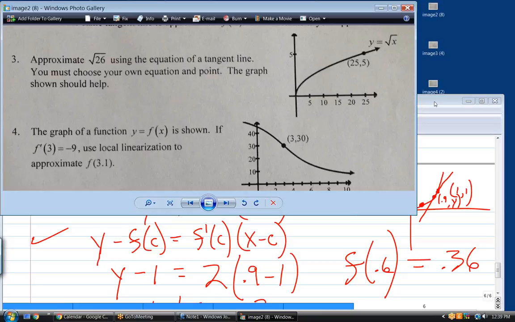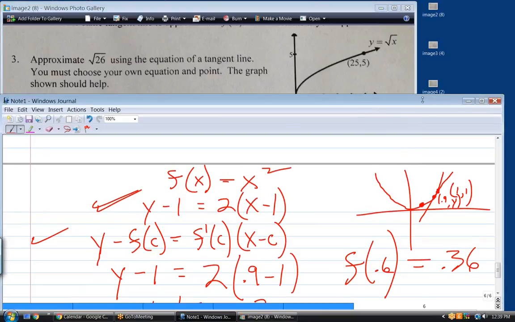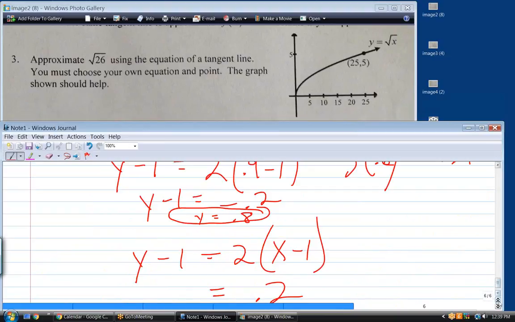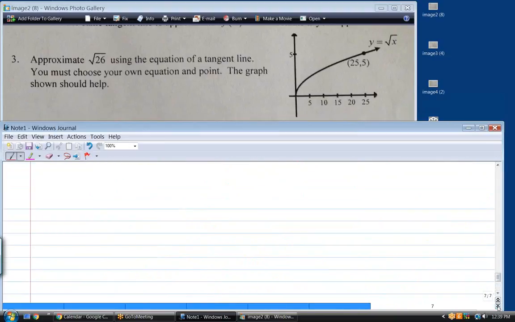Again, more problems on linearization. That's okay now that we know how to do it. Approximate the square root of 26. What we know is the square root of 25. Well, 26 is close to 25, so we can use our linear approximation method to do it. What's the general equation?